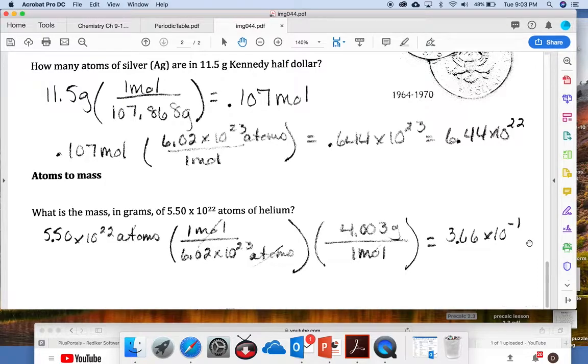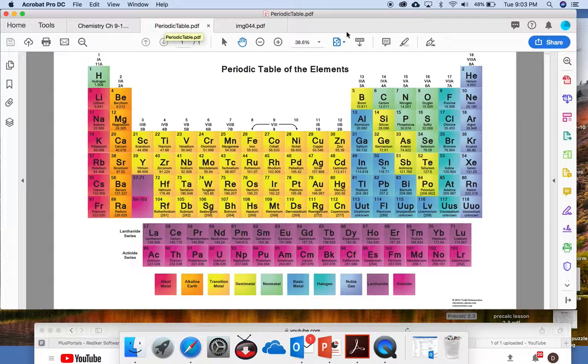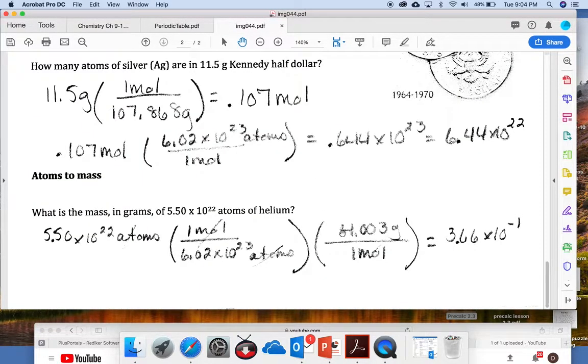I want my answer to be in grams because they're asking for grams. So I'm going to set up my conversion factor to have moles in the denominator, so moles cancels, and grams in the numerator. And I'm working with helium. So helium has a mass of 4.003. I put 4.003 grams on top. And now use your units to check yourself to make sure you're multiplying or dividing correctly. I make sure atoms cancels. I make sure moles cancel, 1 in the numerator, 1 in the denominator, and I'm left with grams.